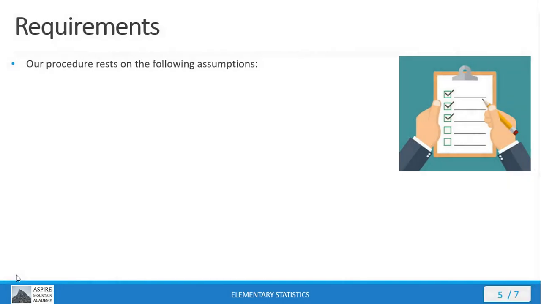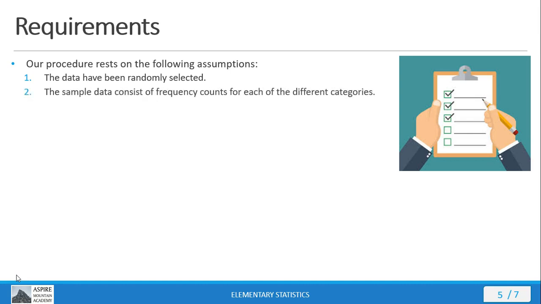There are some requirements we need to run through to make sure that we can actually use the test, because the test is resting on certain assumptions. The first assumption is that the data have been randomly selected. Next, we assume the sample data consists of frequency counts for each of the different categories. So if we have actual raw data, we need to make a frequency distribution first. We need to make that summary table of the frequency counts before we can run the test.